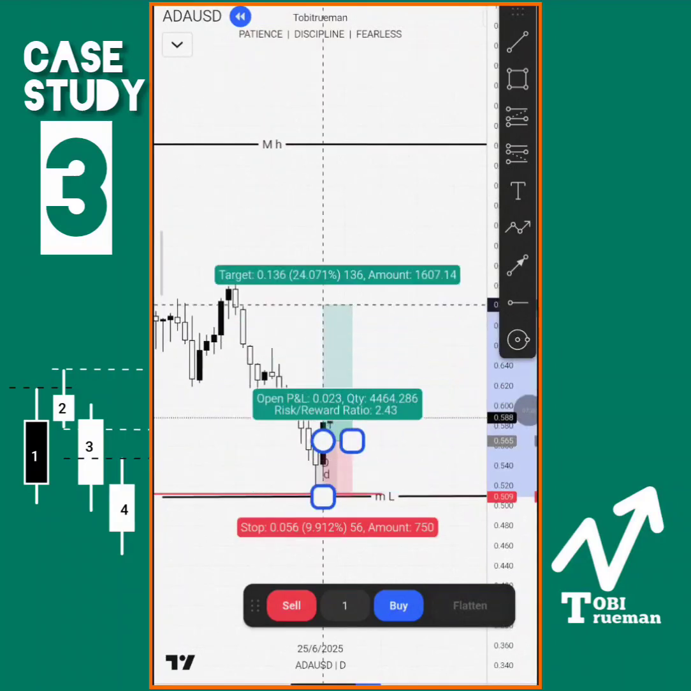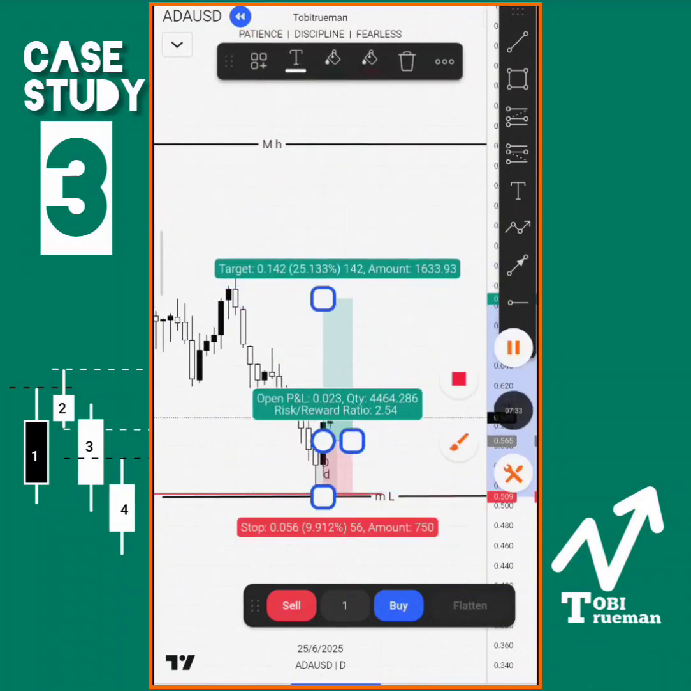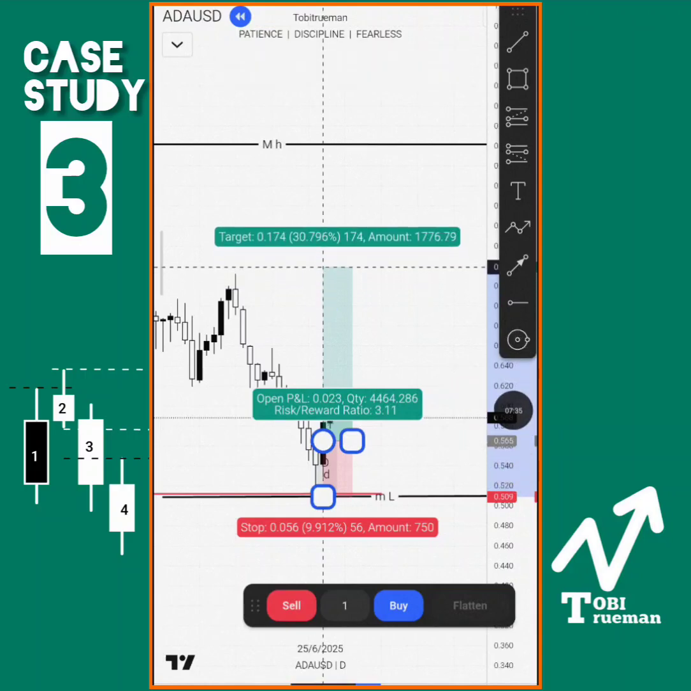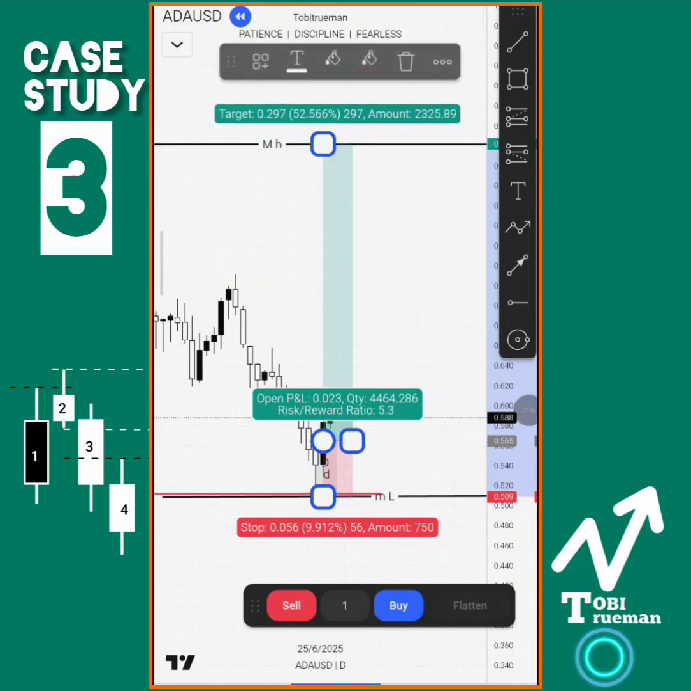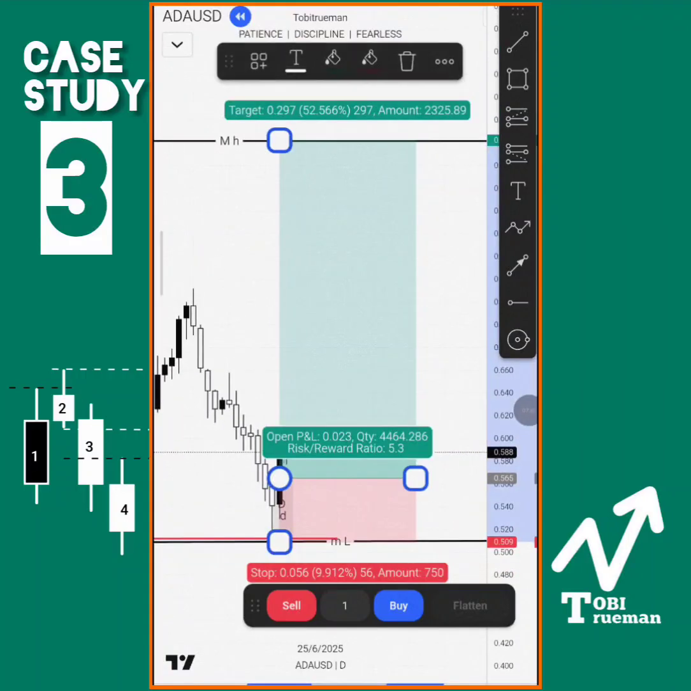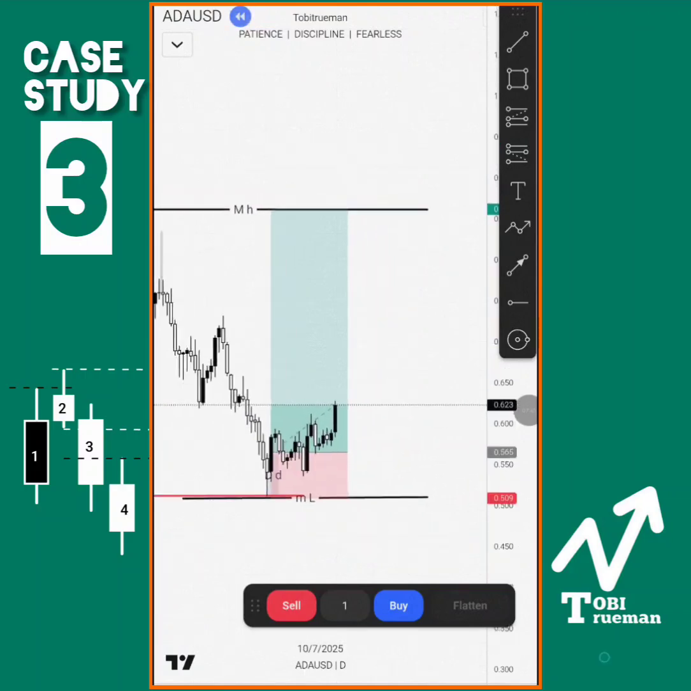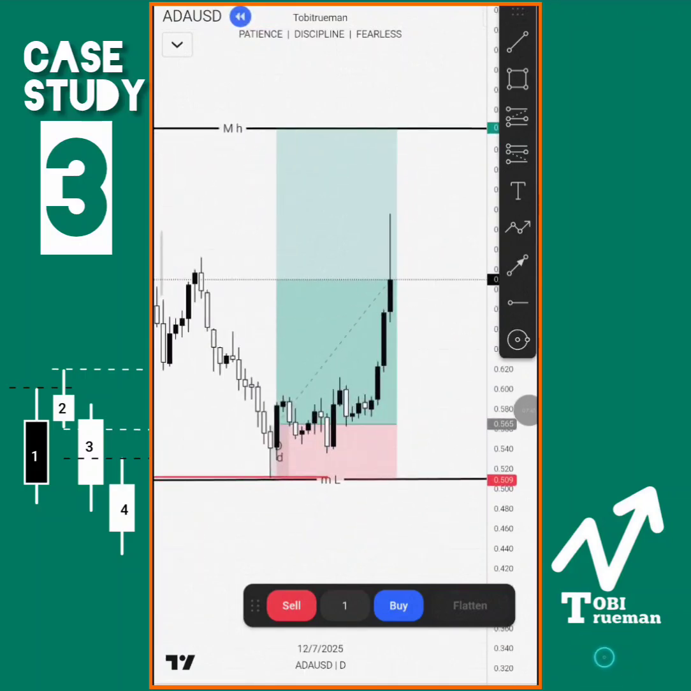My target is usually 1 to 3. But in this scenario, if you can be patient and take it, you can have this 1 to 5 trade. Let's see how it plays. Price came in, hit the target, and the trade played out very beautifully.